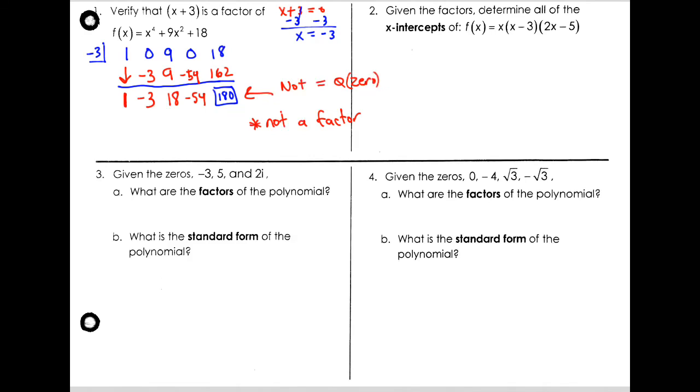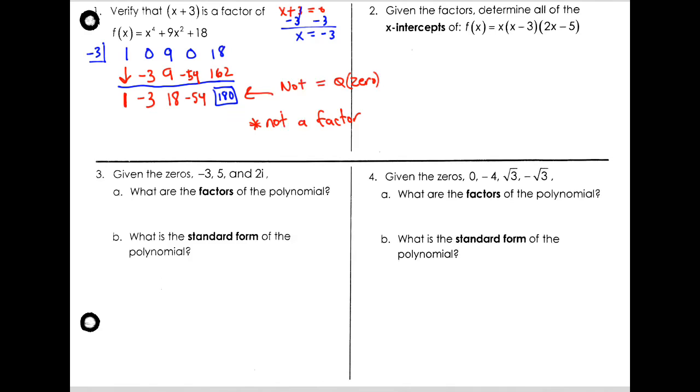All right, so let's move on to number 2. It's now providing you with the factors, and it wants us to give them the x-intercepts. So that's pretty easy. Let's walk through that.